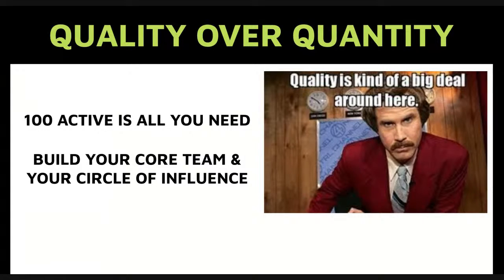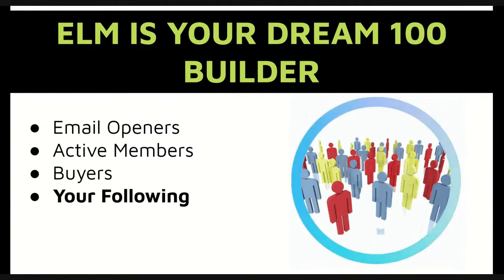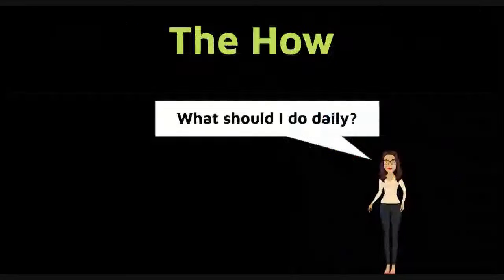Remember, the system is all about quality over quantity. You do not need a giant email list. 100 active members is all you need to be able to build a core team and your circle of influence. And these are the individuals who are going to be opening up your emails. They're going to be the active members inside the system. They're basically going to be the buyers who are buying the licenses from you, TextBot from you, all of that stuff. This is your following. This is what the Evergreen Lead Machine is designed to build for you.